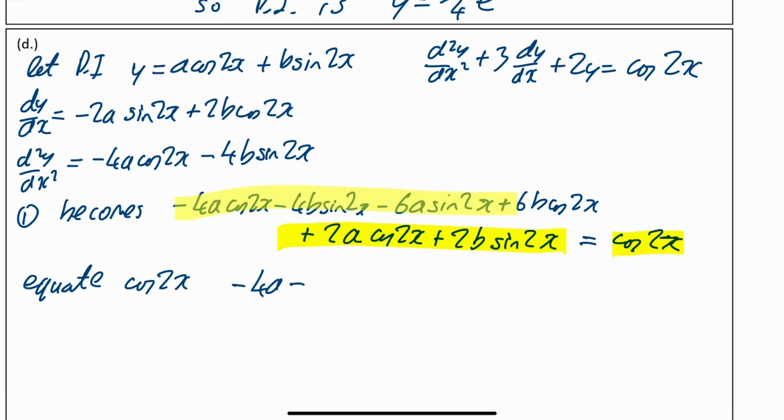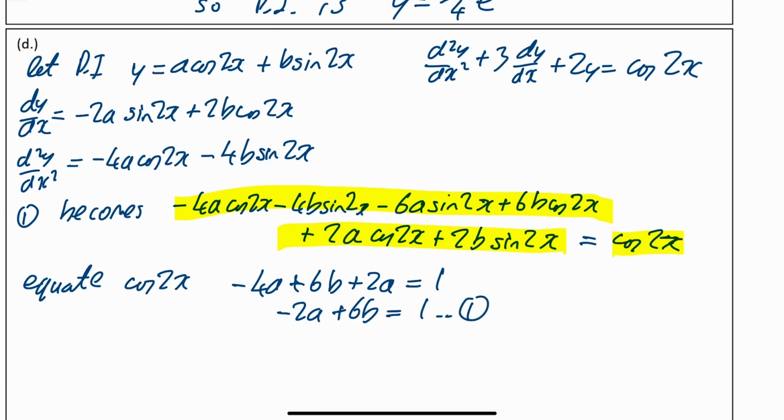Right, so that's what you've got. So highlight that again. We've got minus 4, and then plus 6b would be the next term, and then plus 2a, and that just equals 1. So tidy that up, that's going to be minus 2a plus 6b is equal to 1, equation 1. You know where we're going here.